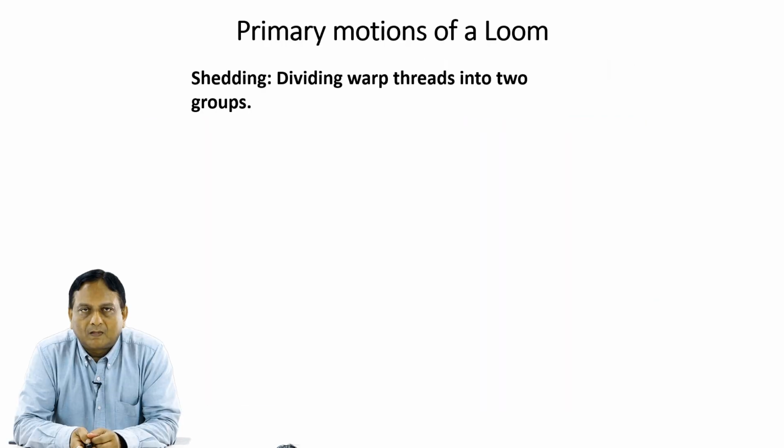So we have seen the different motions of a loom and how they work simultaneously. Now let us see the individual motions. First we will start with the primary motions of a loom. The first one is shedding. Now what do we mean by shedding? It is the dividing of warp threads into two groups.